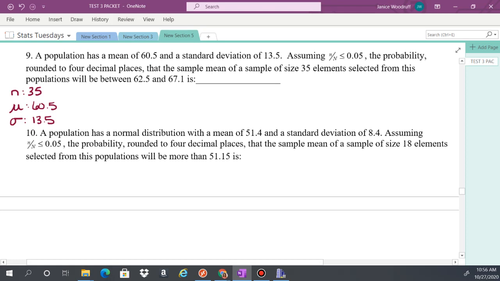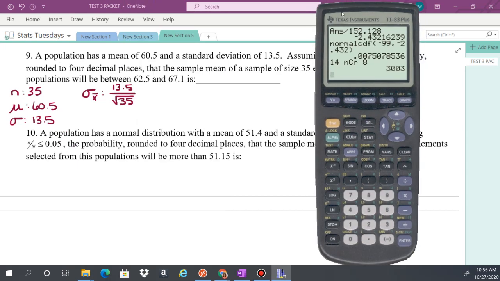So we need to find the standard deviation of the sample of 35. We'll do the standard deviation of x bar, which is going to be the standard deviation of the population, given to us as 13.5, over the square root of our sample size of 35. So that's the first calculation we'll do. 13.5 divided by the square root of 35 is 2.282.